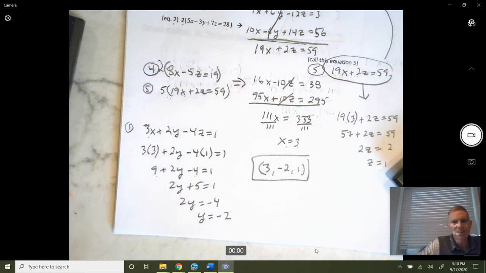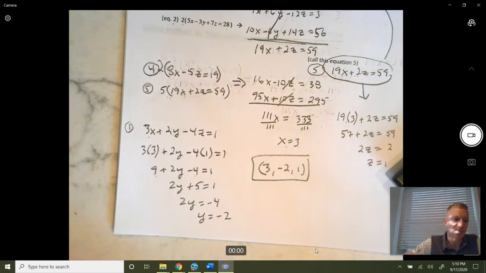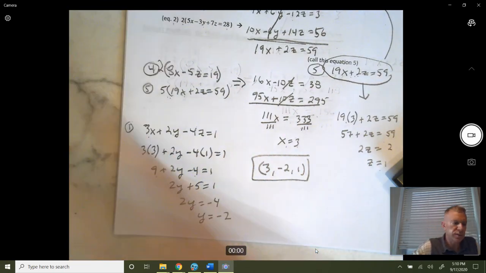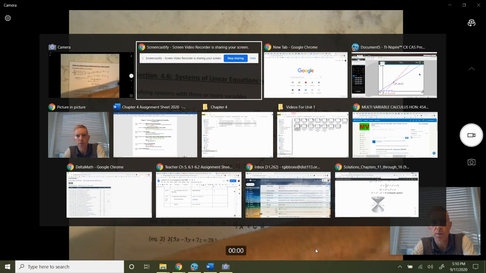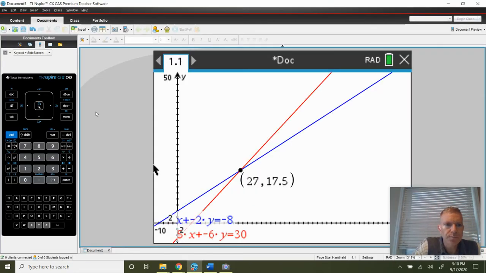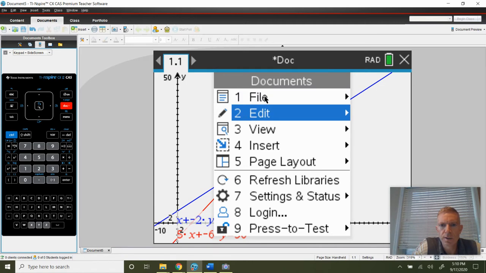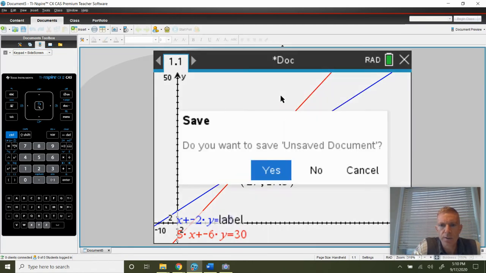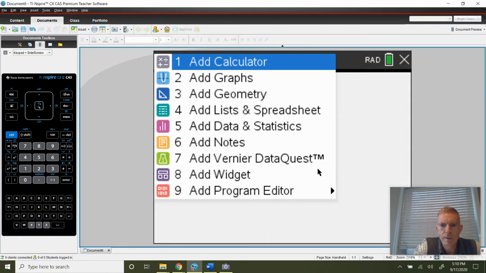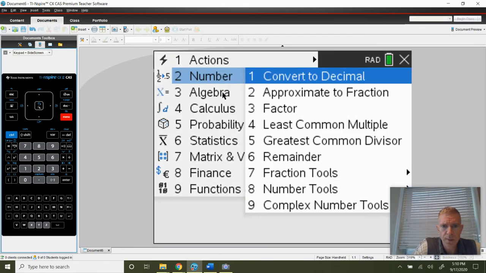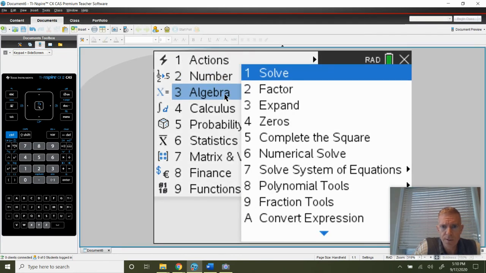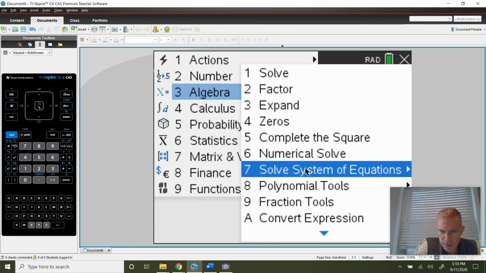Okay. And let's go ahead and check this on the calculator. We did solve system. This is just going to be a little bit different to solve the system, but to verify, because this is 3 equations, 3 unknowns. So let's go to our calculator. Let's open a new page. We'll just open a calculator page. And we'll do solve system. So that's under menu, algebra, solve system of equations.